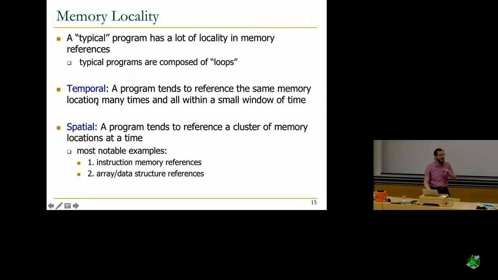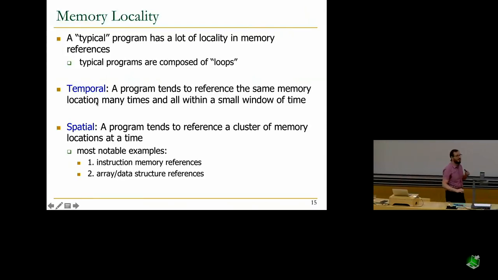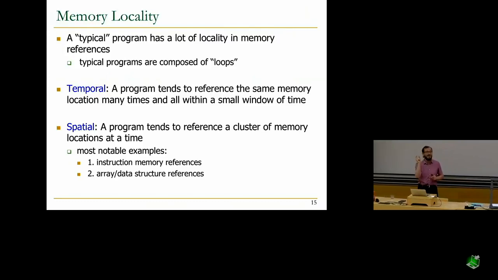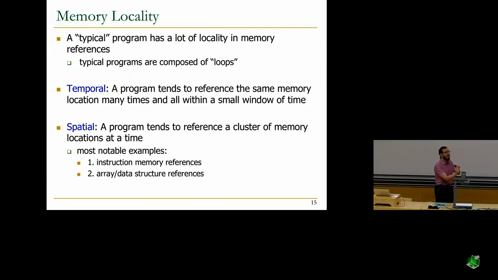Okay, so these locality types are clearly different, right? Temporal locality doesn't imply anything about spatial locality. You're touching the same word. You may not be touching anything around it, but you're touching that word over and over and over and over again. That's temporal. Spatial doesn't imply anything about temporal locality. You're touching this word. You may not be touching that word again, but you're touching the next word around it or the previous word around it.